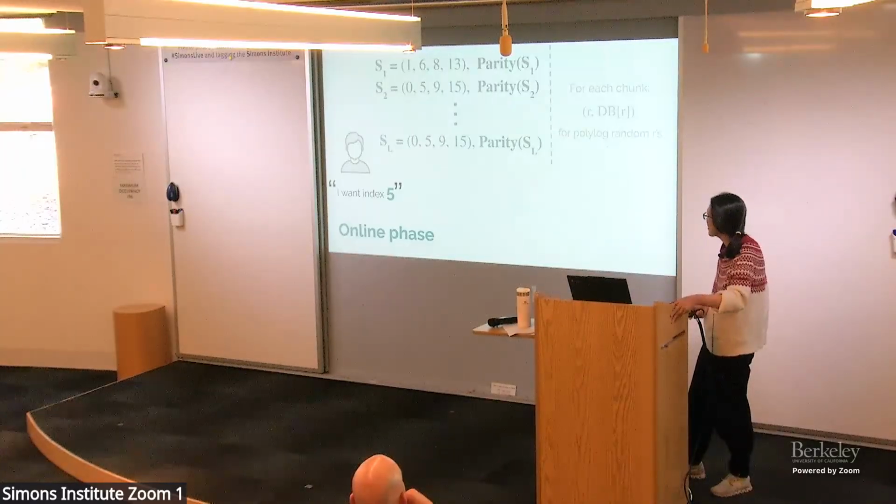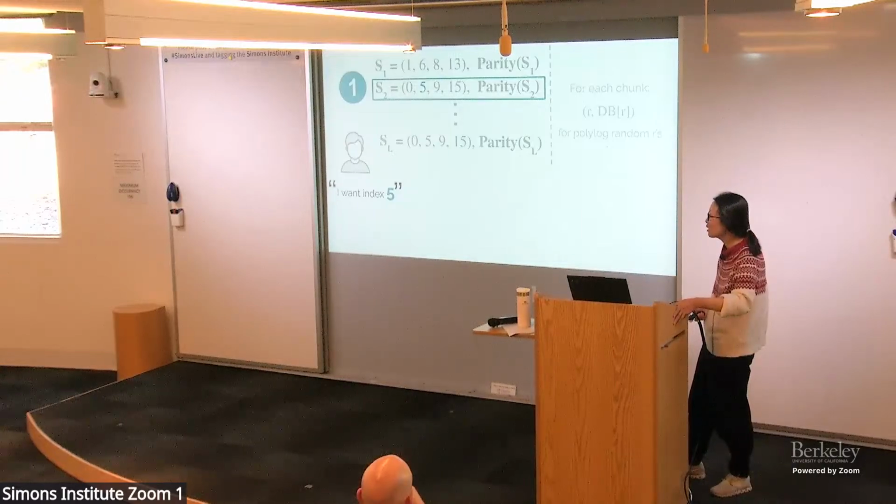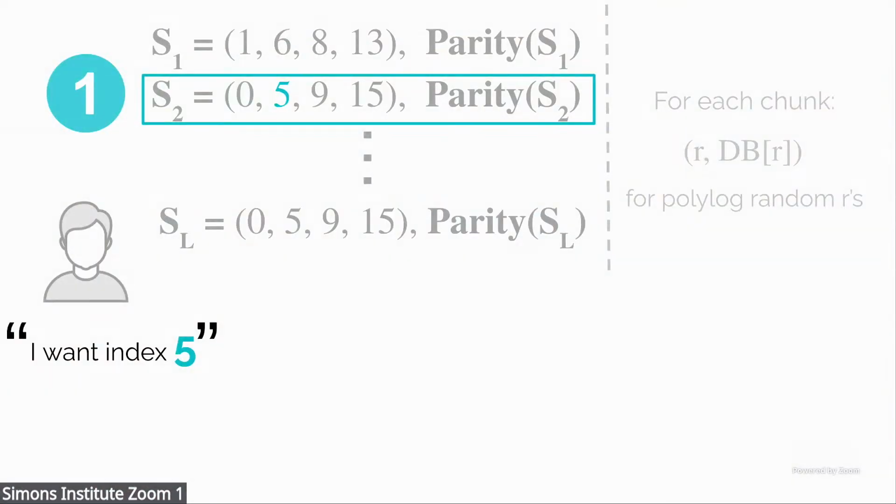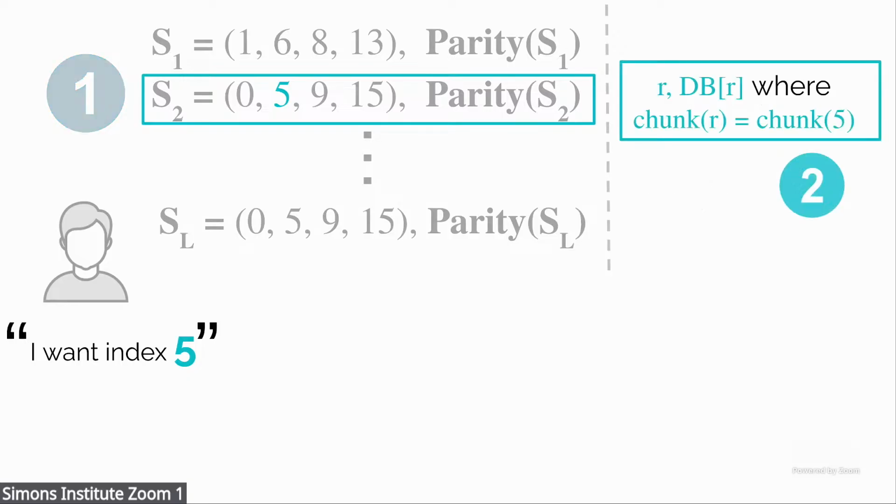So this is the pre-processing, and now let's go to the query phase. Suppose the client wants to retrieve index 5. So how do we handle this request? First, the client is going to look up its hint table, and it will find some set that contains the query. In this case, the second set contains the query, and I'm happy with it. Then I'm going to go to these replacement entries, and I want to find a replacement entry whose chunk is the same as the query. Just find some replacement entry in the same chunk.